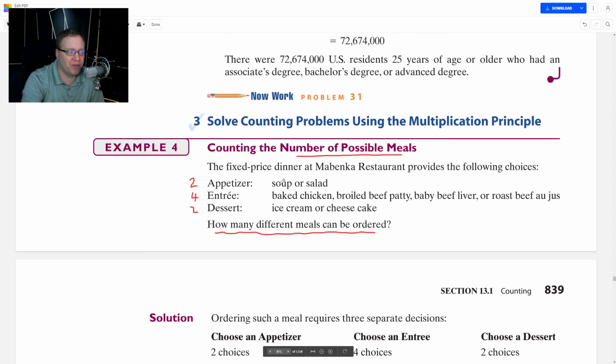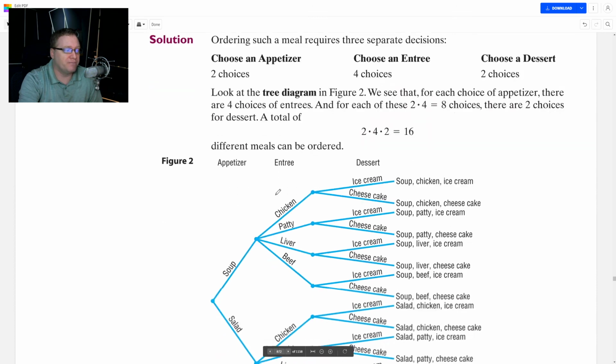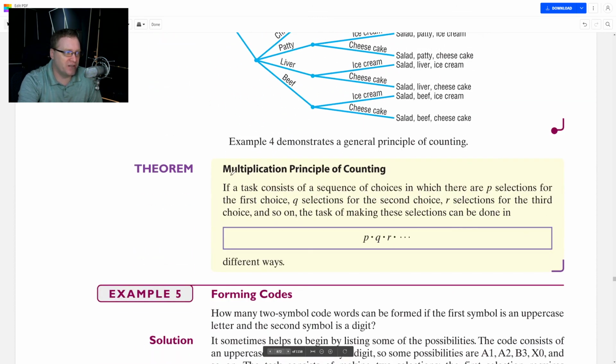So one meal might be, oh, I want soup, baked chicken, and ice cream. Another meal might be, I want soup, roast beef, and cheesecake. Or I could do salad, beef, and ice cream. There are many different combinations. How many different combinations? Well, there is a rule. The rule to figuring this out is called the multiplication principle of counting.